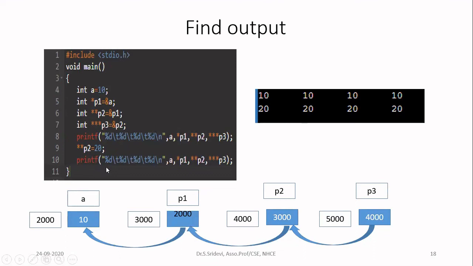Now I am printing the value as I did in line number 8. Previously 10 was printed. Now in this memory location, I have changed it to 20. So when I print either a or *p1 or **p2 or triple star p3, in all the cases I'll be accessing this variable only. So the new value 20 will be printed. If you see the output, in all the 4 cases, 20 is printed.